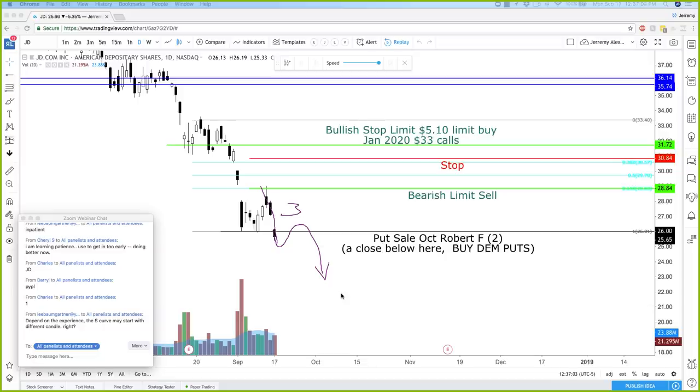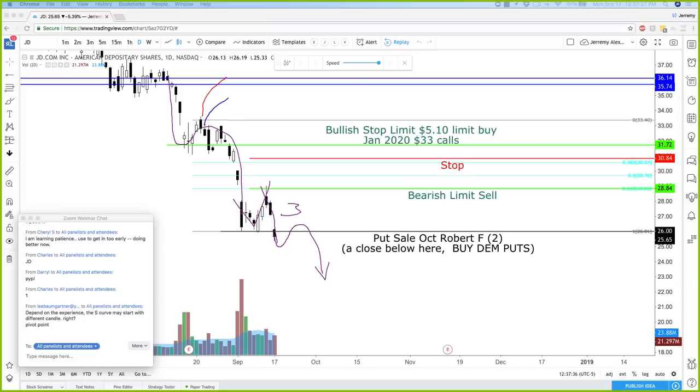Lee says, depending on the experience, the S-curve may start with a different candle, right? It definitely can. Usually, the good news is you can measure any candle that you want because trading is more art than science. But it is oftentimes, Lee, the candle that ends and begins the newest wave. So for JD, if I'm going to say which candle created the S-curve to cause it to roll over, you're going to have to pick either the red one, the blue one, the fuchsia one. Oh, that's not fuchsia, that's blue again. Where's fuchsia? Is this fuchsia? The fuchsia one, or the black line. Let me put the black line on here. So here's the black line. So you're going to have to use one of those four, I would argue.